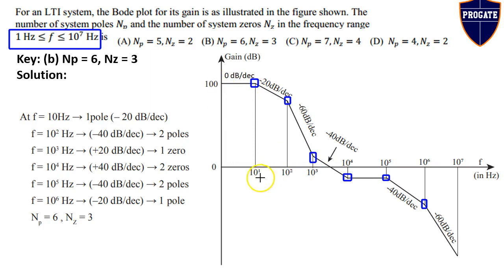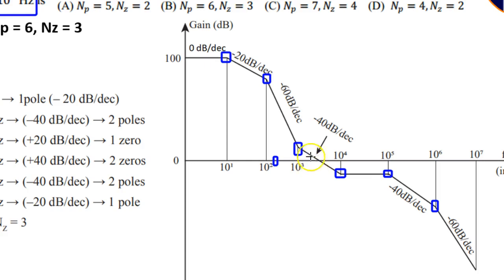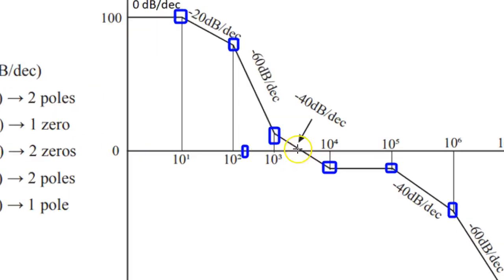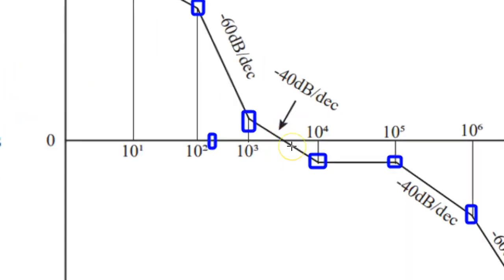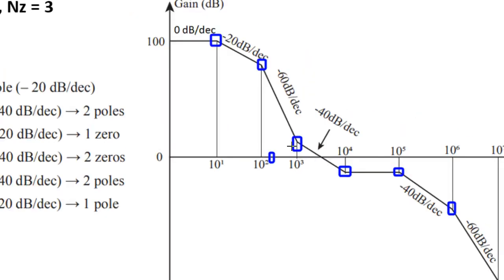Say consider 150 Hz. It will be somewhere around here. It will be in between 100 Hz and 1000 Hz. Here there is no slope change, so there is no pole or zero. Consider 1001 Hz, so it will be somewhere around here. So here also there is no slope change point. So it means that there is no pole or zero at this point also. So we will consider the first slope change point, which is at 10 Hz.